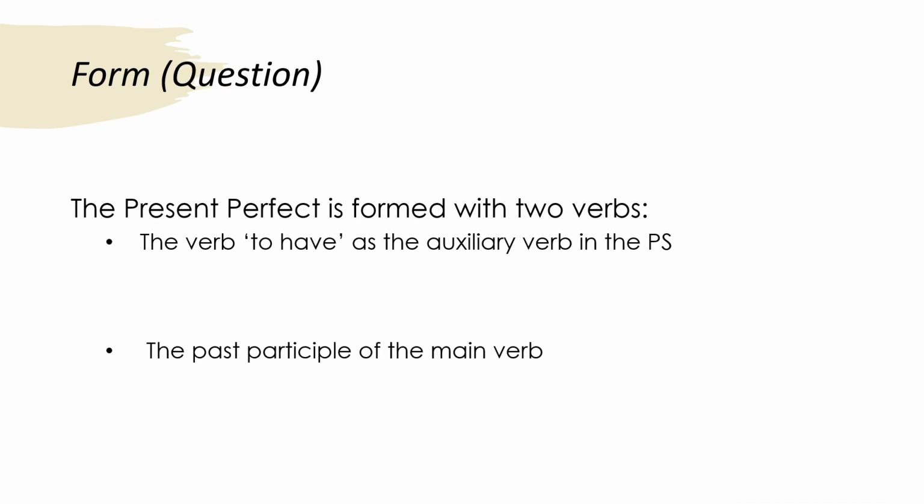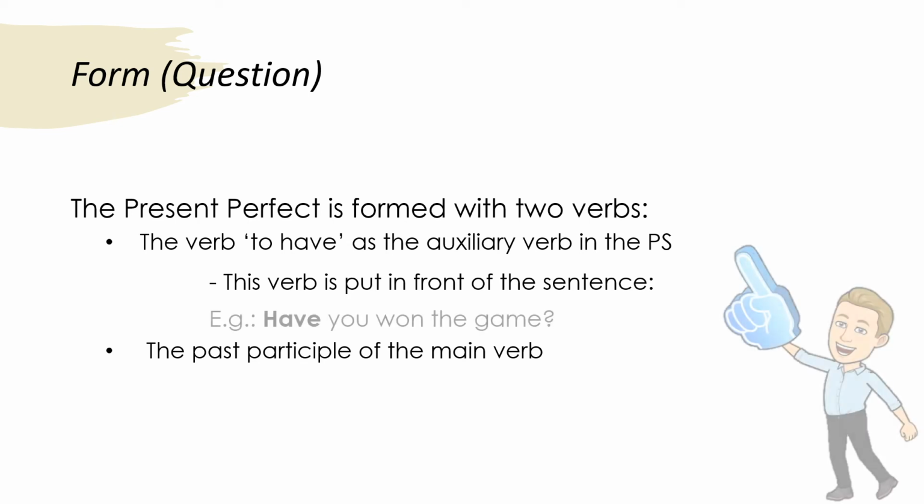If we want to ask a question using the present perfect, we change the order of our sentence. The auxiliary verb is put in front. For example, have you won the game? Of course, you must remember to put a question mark behind your sentence.